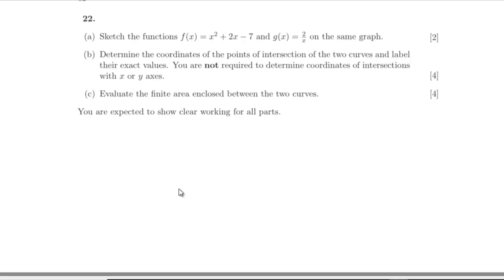Now, they usually want us to put intersections. So let's look on, part B. Determine the coordinates of intersection of the 2 curves. Label their exact values. You're not required to get intersections with the axes.